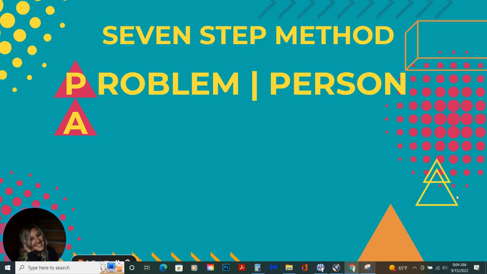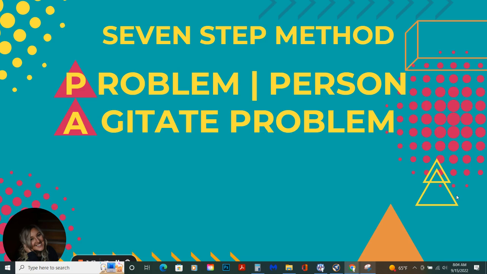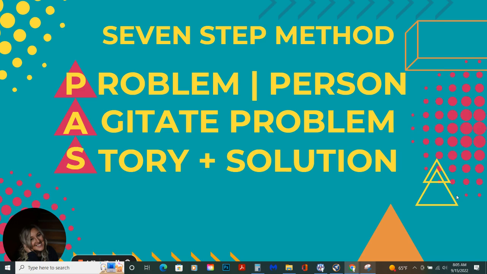So once you know the problem, then A comes next, and you're able to agitate the problem and talk about how crappy it is, pardon my English, right? How bad it is to have this problem. And that really gets the customer hooked, like, okay, yeah, I do need this book. The third one is S. That's the story and solution.